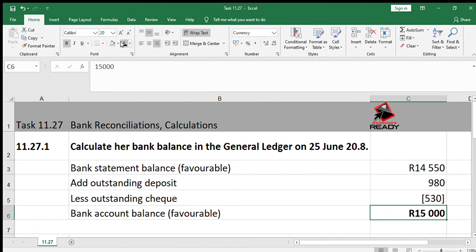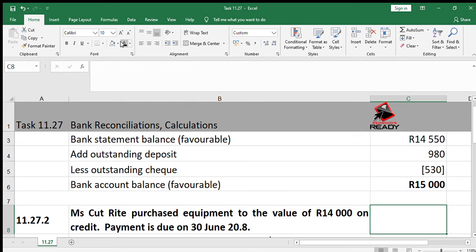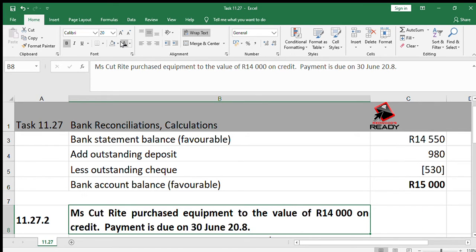Then in 11.27.2, Ms. Cartwright purchased equipment to the value of 14,000 on credit. Payment is due on 30th June 20.8. Can she make this payment on the 30th, bearing in mind that she has no overdraft facilities with the bank? What will her new bank balance be on 30th June? Indicate if it will be favorable or unfavorable.